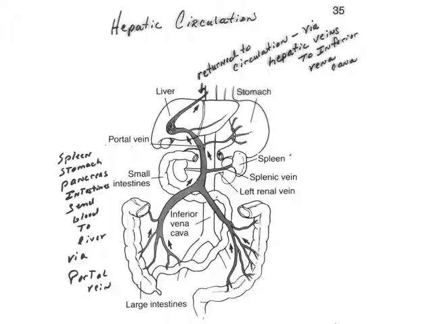And then once it's through the liver, basically that's returned into circulation via the hepatic veins to the inferior vena cava, and then it's circulated back through the coronary system and the venous system back up to the heart.